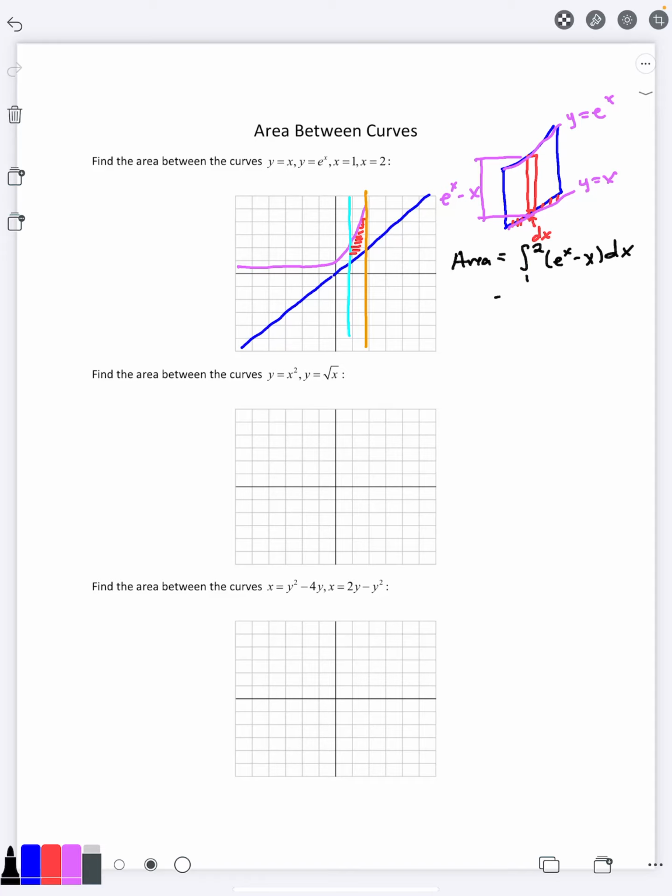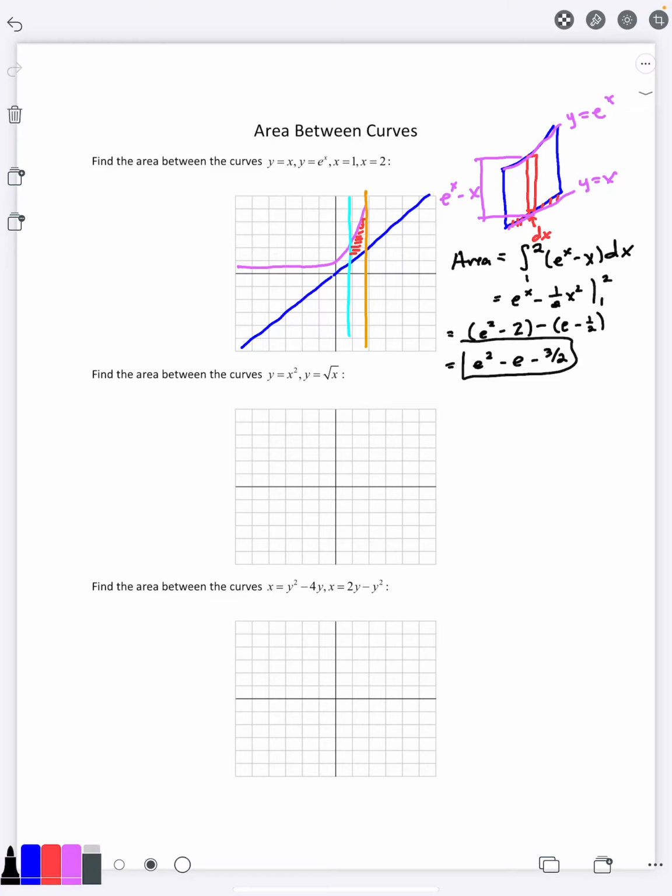So if I just do this really quickly here, the integral of e to the x is e to the x. Integral of x is 1/2 x squared. If I plug in 2, e squared minus 2. If I plug in 1, e minus 1/2, that gets e squared minus e minus 3/2, and that will be the area of that weird shape.